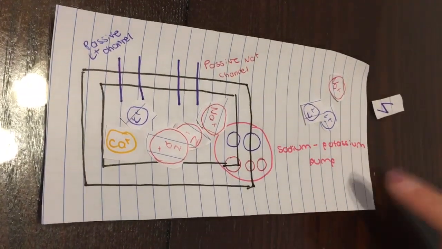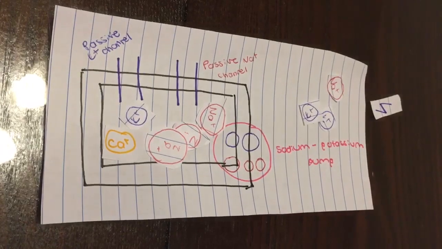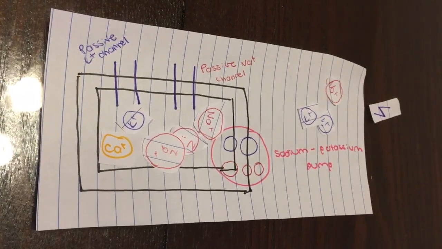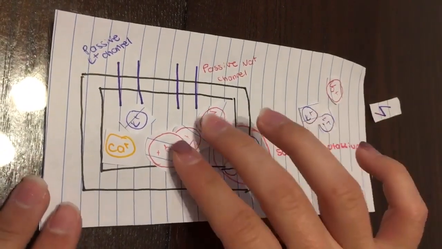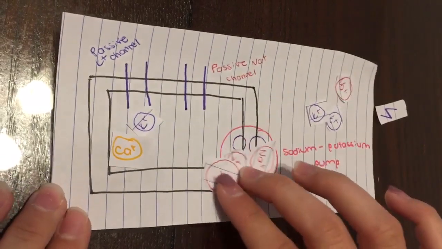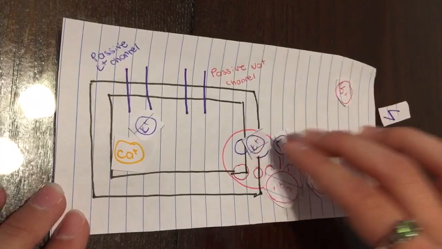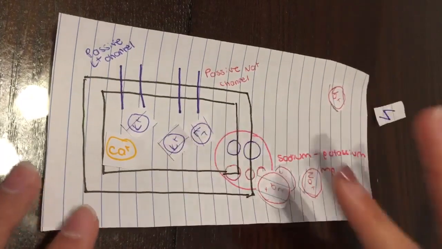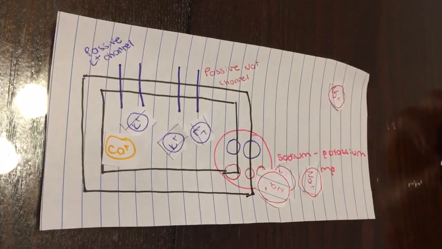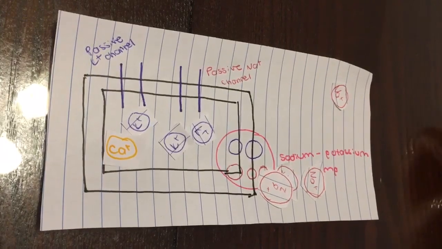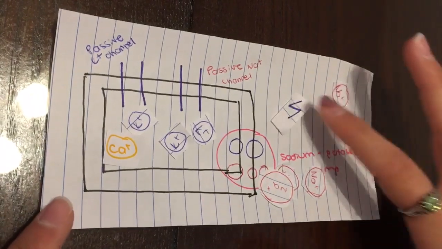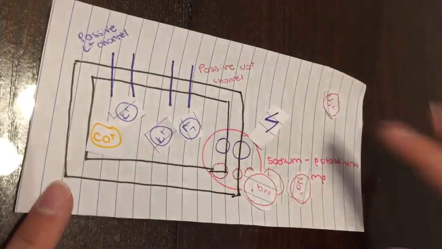Also, the sodium-potassium pump is used to reestablish the resting ion concentration gradient. So the Na inside are going to move outside of the cell, while the potassium outside the cell are going to move inside the cell to reestablish the resting membrane potential. And this is done through ATP. ATP acts as the stimulus for the sodium-potassium pump.